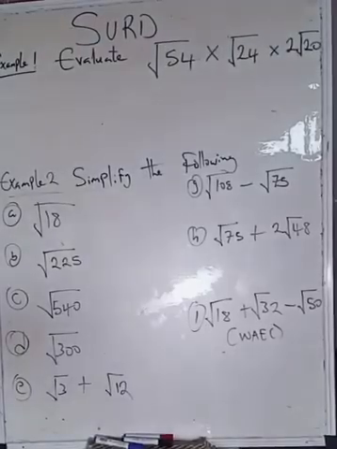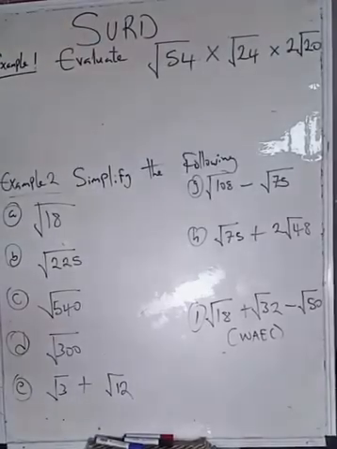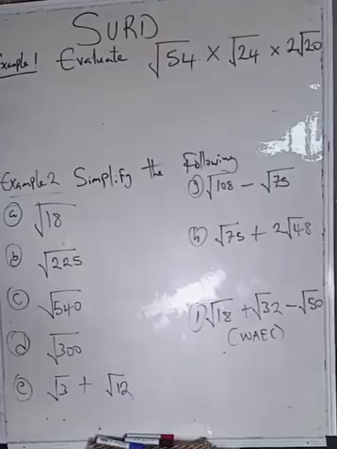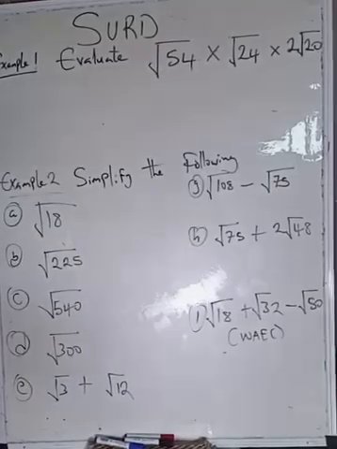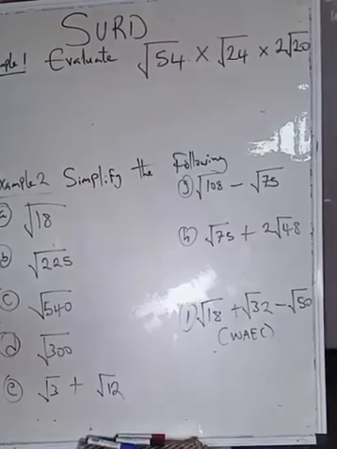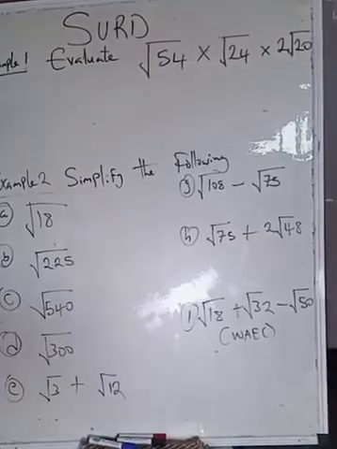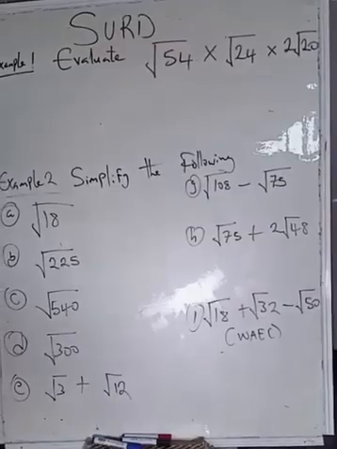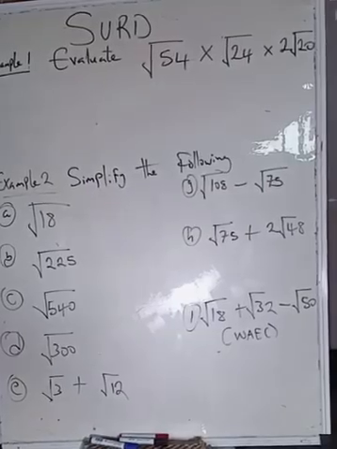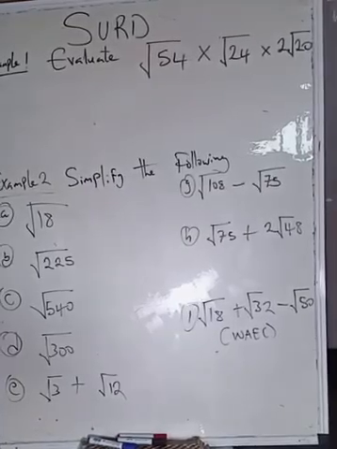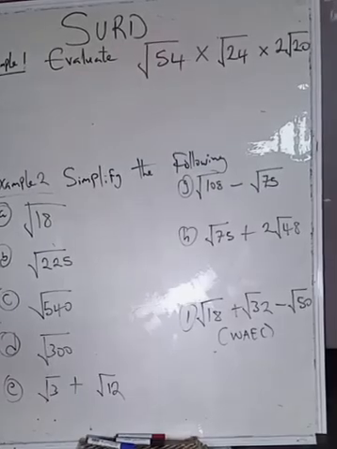All right. So these are questions on SOD. The first question says, evaluate square root of 54 times square root of 24 times 2 times square root of 20. So how do we solve this? Just like in my previous video when I explained SOD, I said we have two methods, but here we are going to be using the first method.